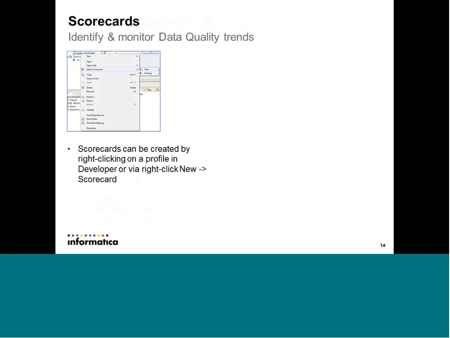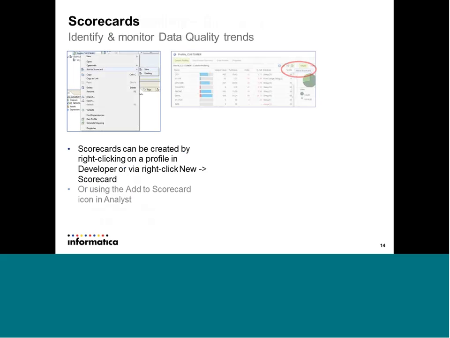For scorecards, quite a bit of the work that you would have to do around setting particular limits, etc., is done in the analyst UI, and again, I'll show you that as we go through. So scorecards can be created by right-clicking on a profile in the developer, or by the new scorecard option or the add to scorecard option in the analyst. So you have a couple of options there.